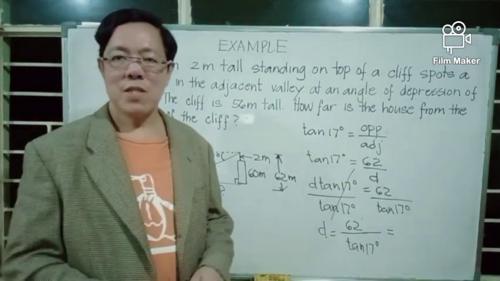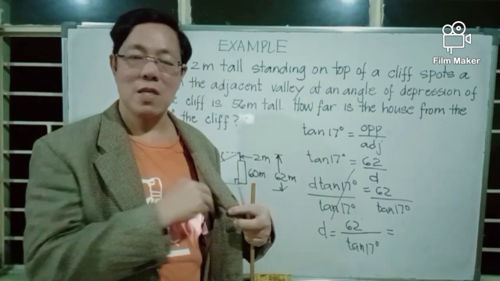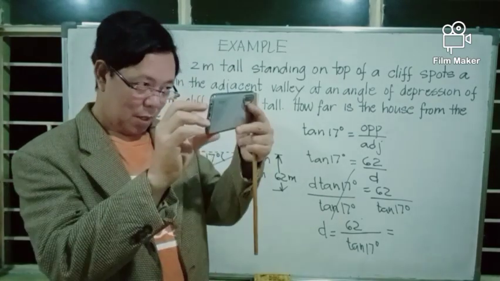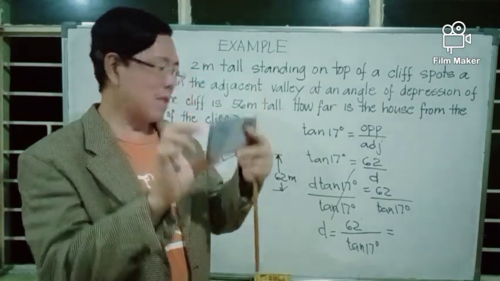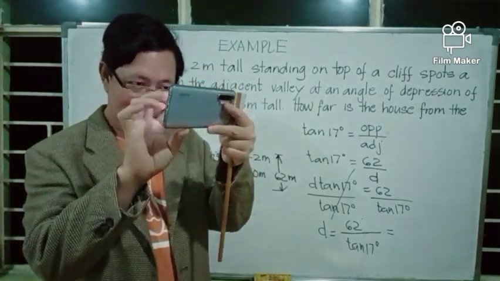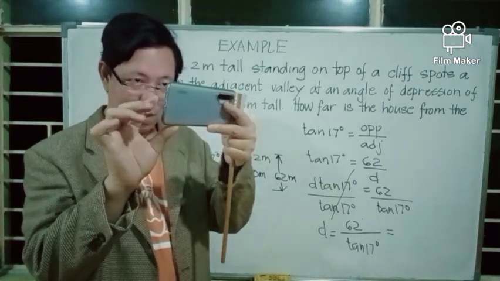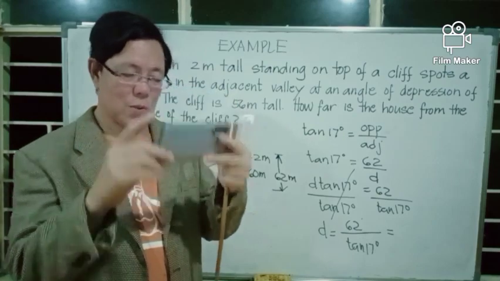Again, you get your calculator to compute the value of 62. The mode should be in degrees. 62 divided by tangent of 17 degrees. And you should get 202.7928.